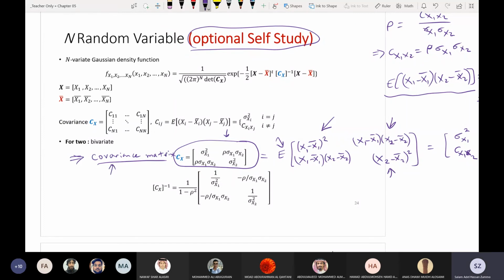You will see it when we talk about random processes, and whenever you deal with more than one random variable, the first thing they ask you is to give me the covariance matrix. Or you can define what we call the correlation matrix. What is the correlation matrix? It is the covariance matrix Cx divided by sigma x sigma y.